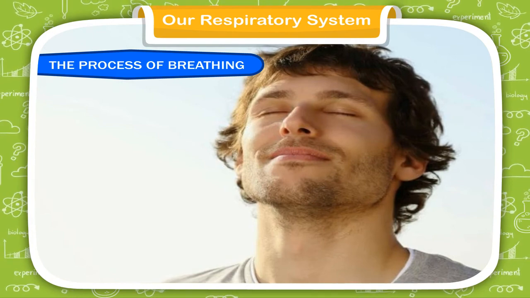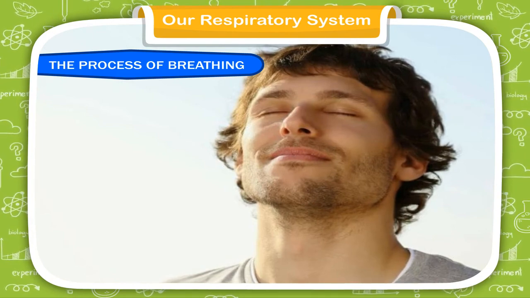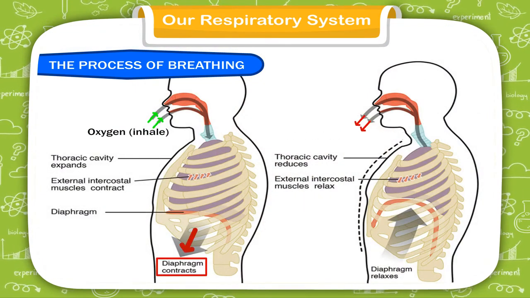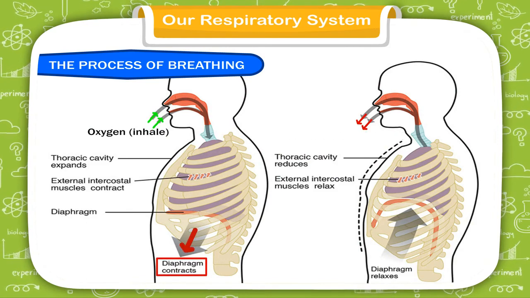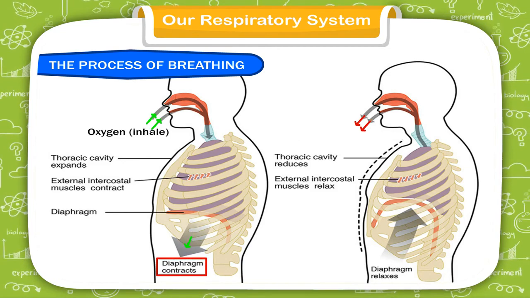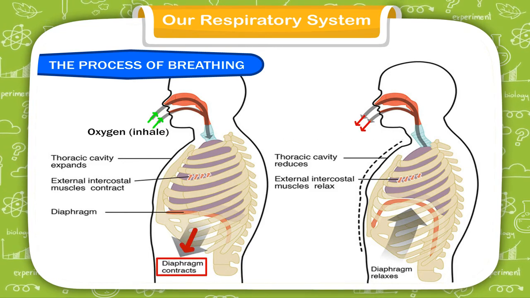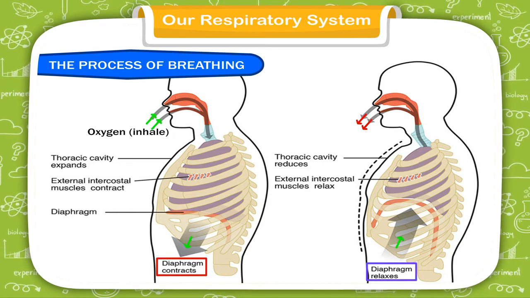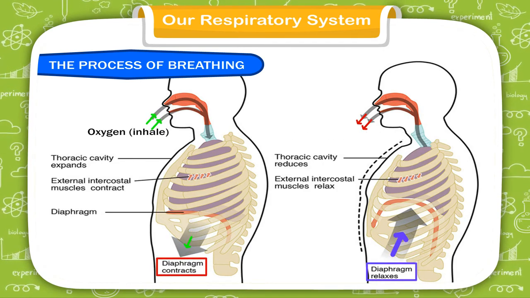As you breathe in, inhale, a special organ called the diaphragm pulls your lungs down, making them bigger. This causes air to rush into your lungs. When you breathe out, exhale, the diaphragm again squeezes the bottom of your lungs and the air is forced out of them.